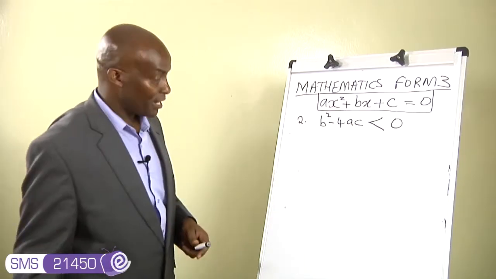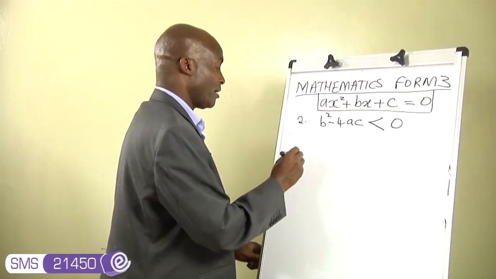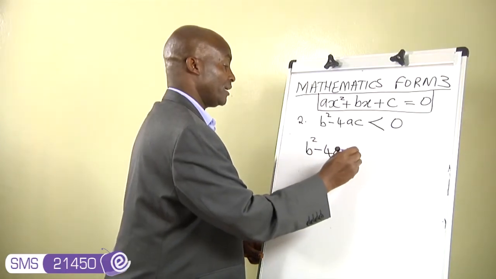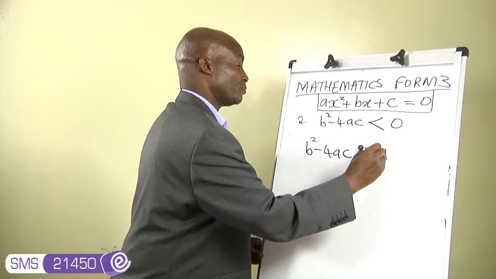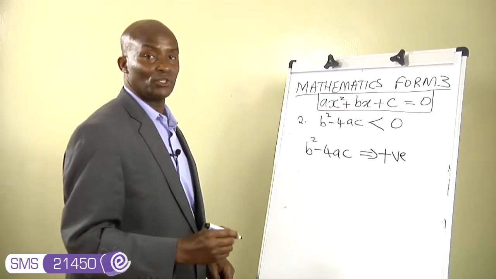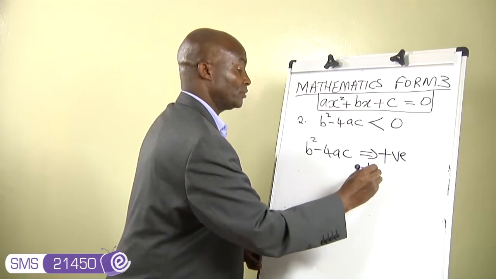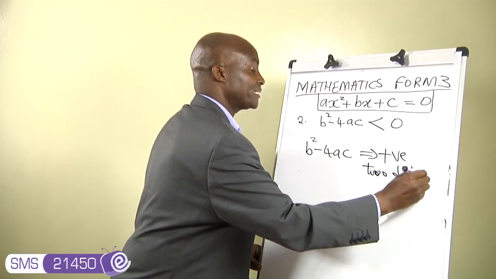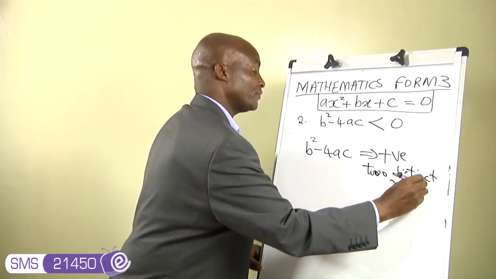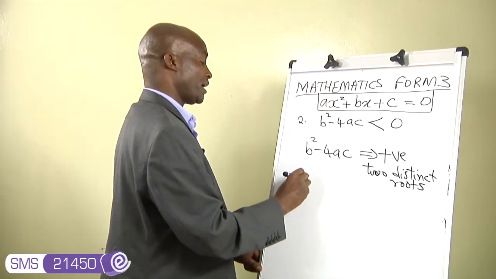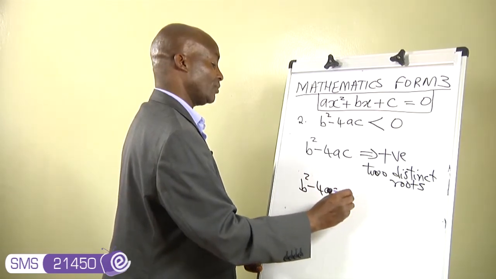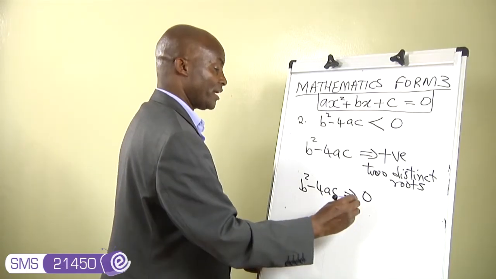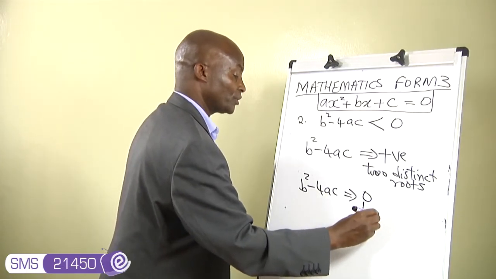So in summary, we'll say that if b squared minus 4ac is positive, we have two distinct roots. And we are going to look at examples for that. And then if b squared minus 4ac is equal to 0, then we have two equal roots.